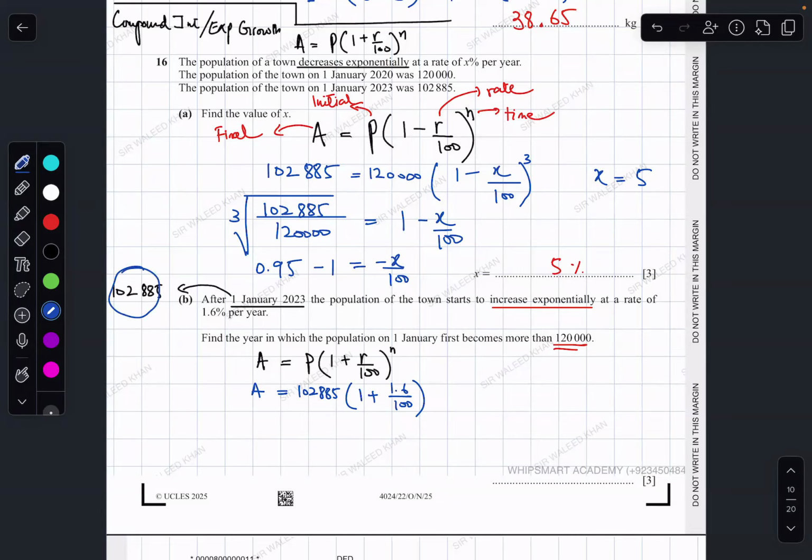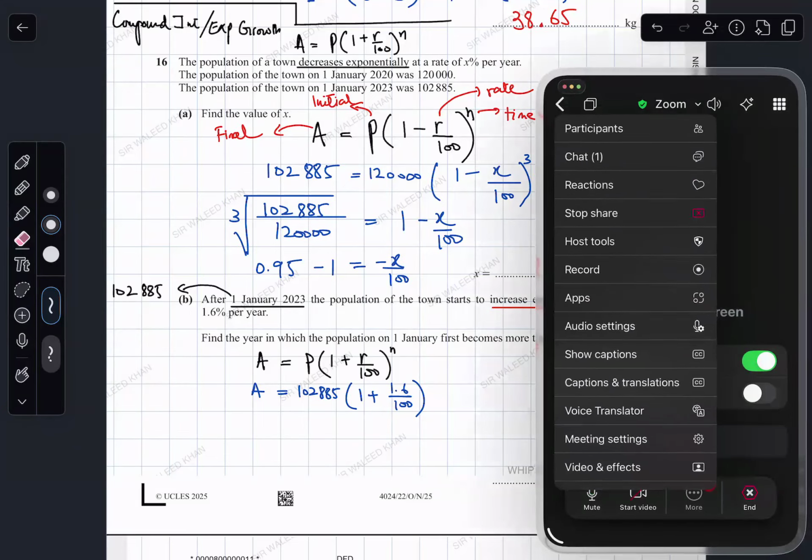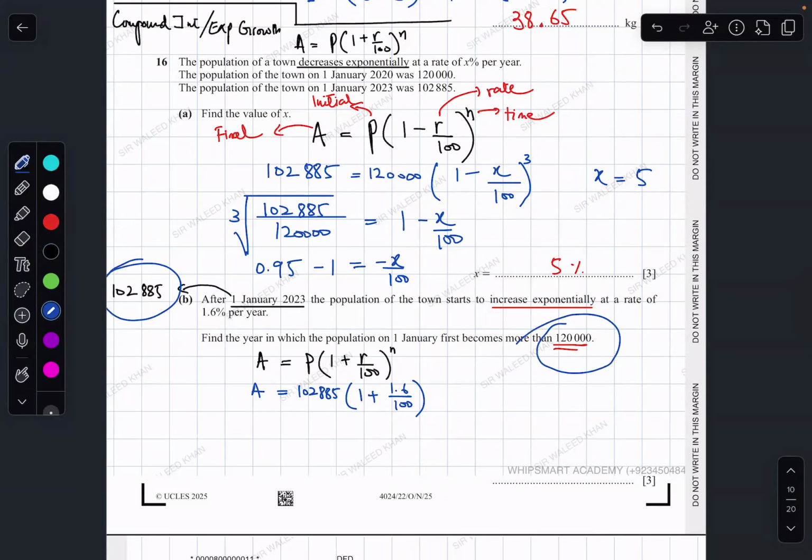For example, you can see, is there a big gap between these two values? Yes. 102,885 and 120,000. Is there a big gap? Yes or no? Mahmoud, is there a big gap? Sir, I don't get the question. I'm saying, is there a big gap between these two values? Yes. And did you understand why we selected this as P? Because this is the initial population. Yes, on 1st January 23, this was the starting population value.